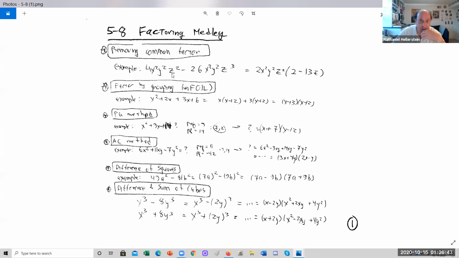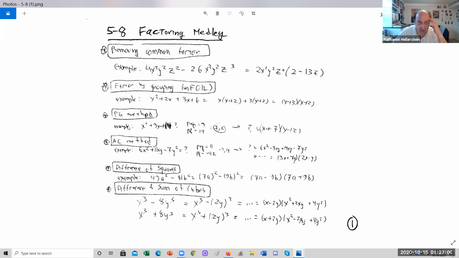For example, this expression, we can remove a factor of 2x squared y squared z squared, leaving 2 minus 13z. Or unfoil, also called factoring by grouping. x squared plus 2x plus 3x plus 6. These two terms have a common factor of x. These two terms have a common factor of 3. This x plus 2 is in common, so we have x plus 2 times x plus 3.